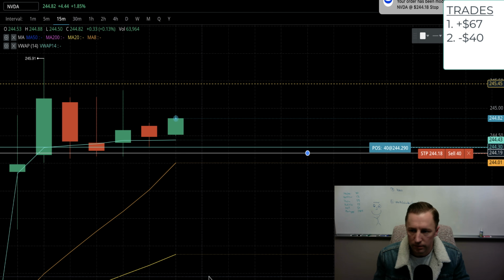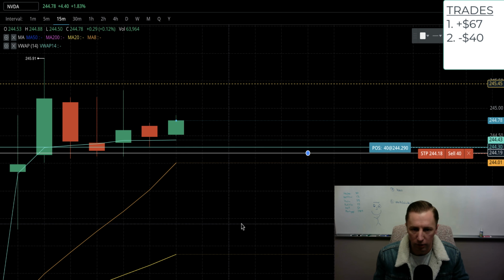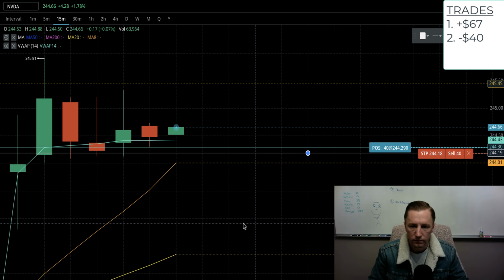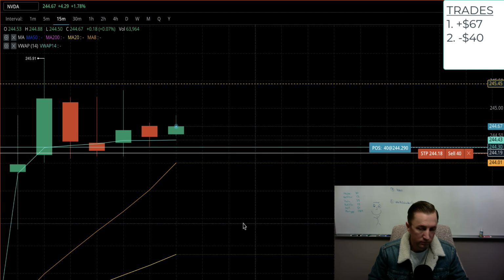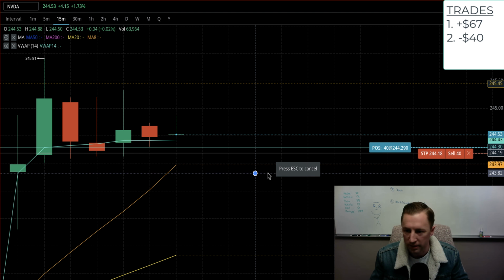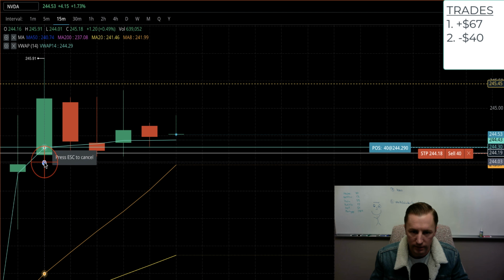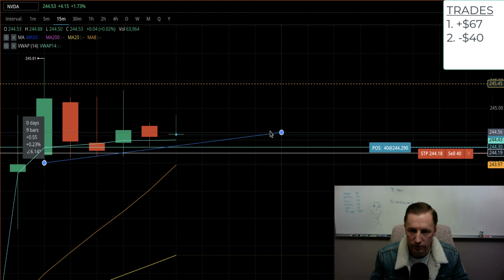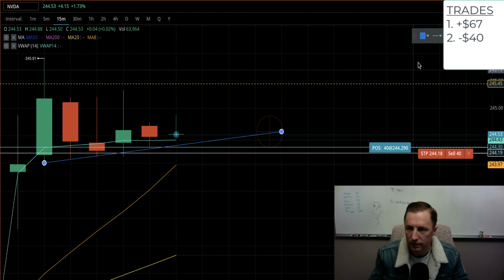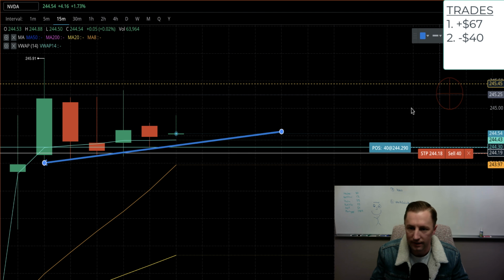I moved my stop loss up to 244.18, so now I'm only risking 11 cents on 40 shares. I sold another 10 shares up here at the market price. If I could be here longer, I wouldn't mind staying in this trade. I do like this pattern, how it's forming this kind of uptrend.